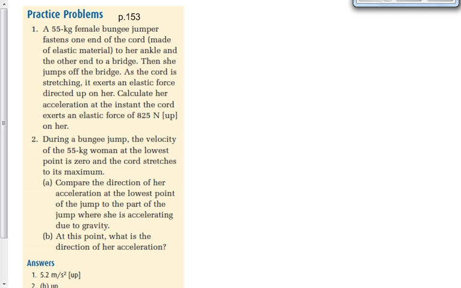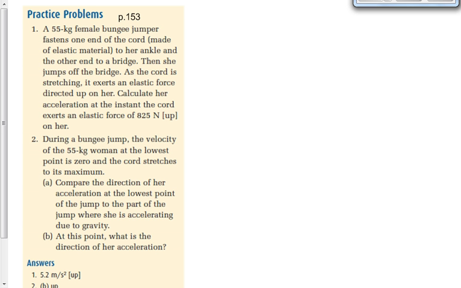All right, let's take a look at those two questions, please, on 153. Let's take a look at number 2 here. This is a qualitative one, not a calculation-based question, but just one where we have to understand what's going on more than actually do something. Number 2 says, during a bungee jump, the velocity of a 55-kilogram woman at the lowest point is 0, and the cord stretches to its maximum.